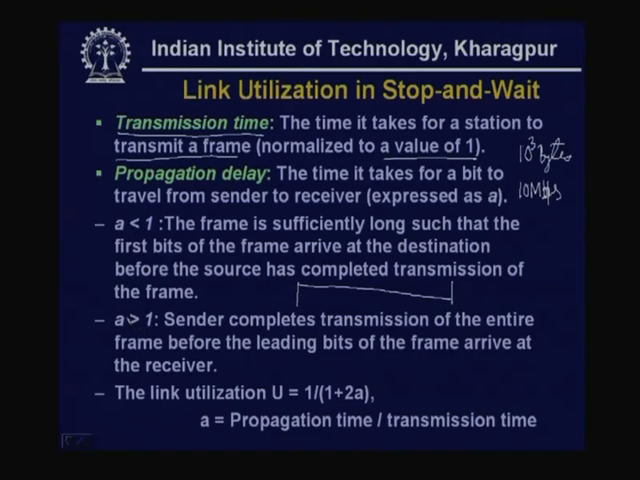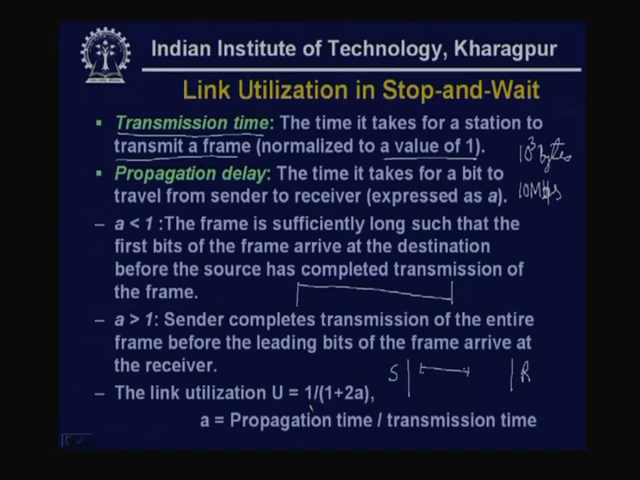On the other hand, whenever A is greater than 1, in such a case what will happen? This is the sender side and this is the receiver side. The transmission will be over before it reaches the other end. For example, the scenario will be somewhat like this. This is the frame, and before this end has reached the receiver, the transmission has been completed and some time has already passed. So, this will be the case whenever A is greater than 1.